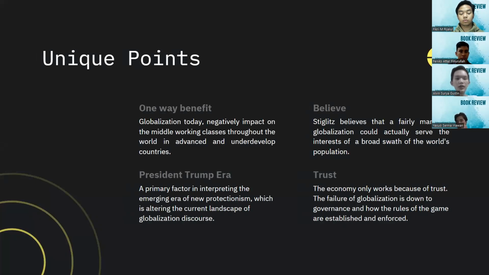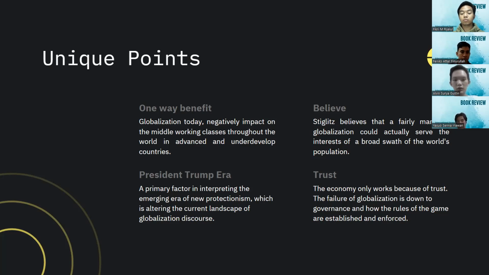Some of the key points that we found when analyzing this book. There are 4 points in this slide. The first one is that it is a one-way benefit. Throughout the world, in advanced and underdeveloped countries, globalization is negatively impacting the middle and working classes. Stiglitz also believes that a fairly managed globalization could actually serve the interests of a broad swath of the world's population.